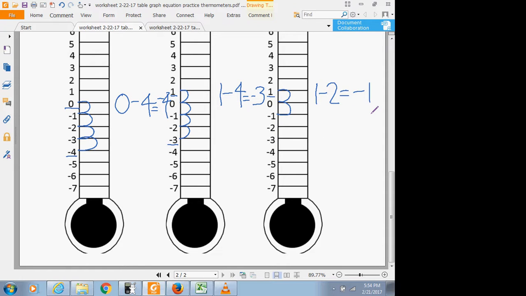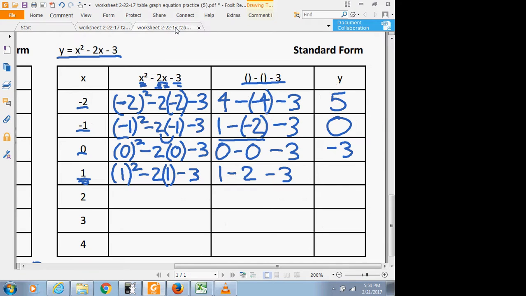Now I take that negative 1 and I subtract 3. So I start at negative 1. Subtract 1, subtract 2, subtract 3. So 1 minus 2 gave me negative 1. Negative 1 minus 3 gives me negative 4. And I go back to my table. Negative 4.